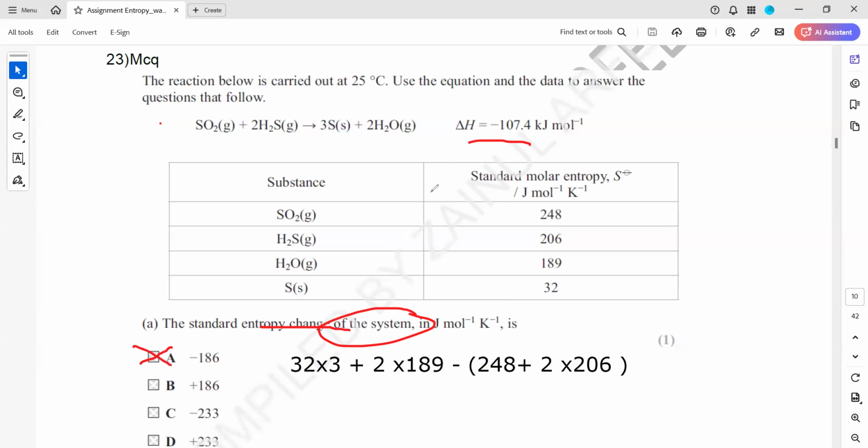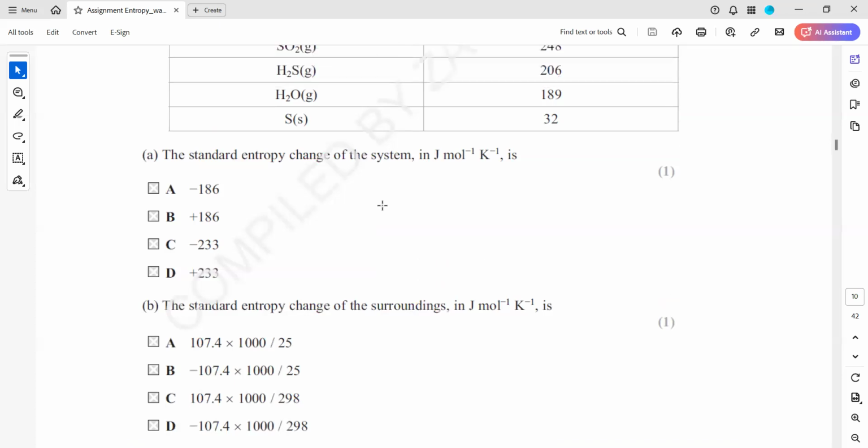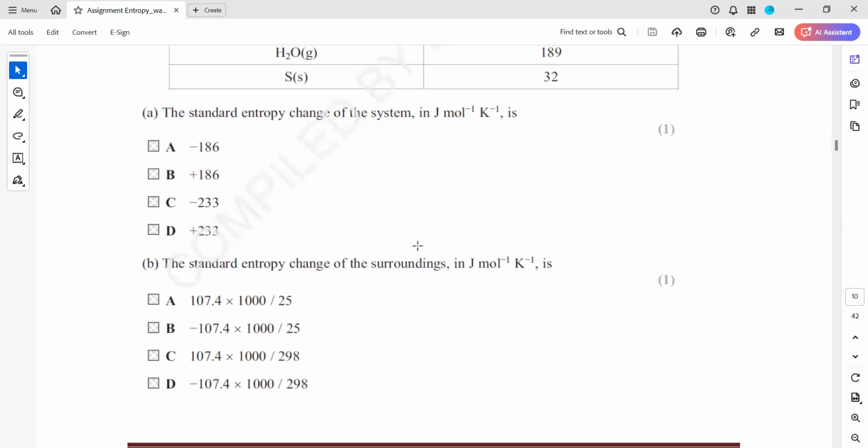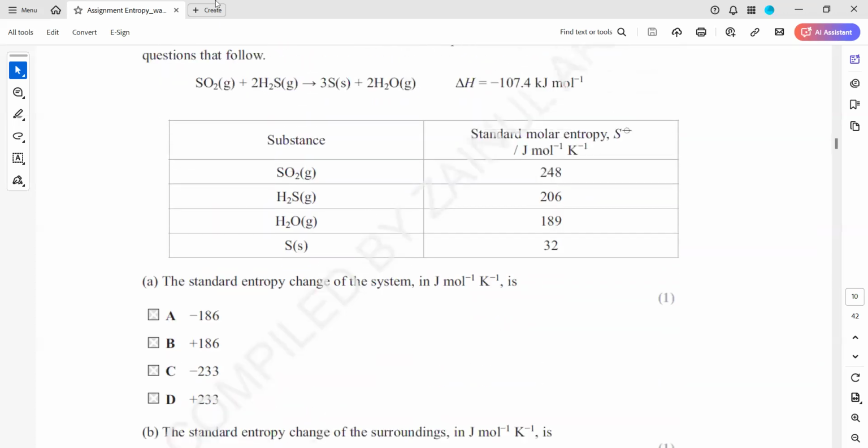The next part, actually, they asked the entropy of the system, I guess. Now they ask for the standard entropy change of the surroundings. If they ask for the surroundings, how do we work out the entropy change of the surroundings? The entropy change of the surroundings is minus delta H by T. So minus, what is delta H? It is minus 107.4.